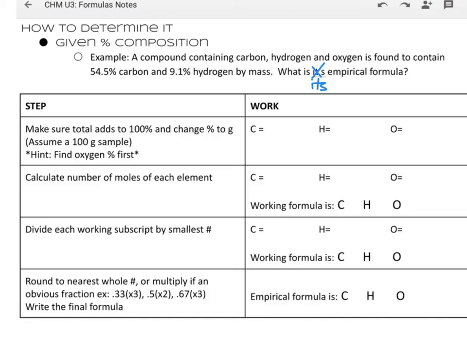Now let's look at how percent composition data can be used to figure out what an empirical formula for a compound is. These are the steps listed here, but we're going to work them on subsequent slides in just a minute. So as the overall question, we have a compound that contains carbon, hydrogen, and oxygen. 54.5% of that is carbon, and 9.1% of that is hydrogen.